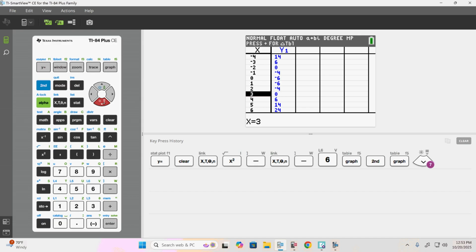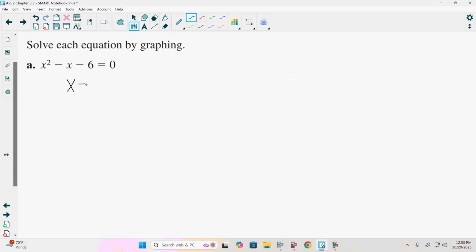Now, a lot of times, students will say 0, negative 6, but again, we're wanting to know what value of x makes y be 0, not what value of y is making x be 0. So here the two solutions are -2 and 3.